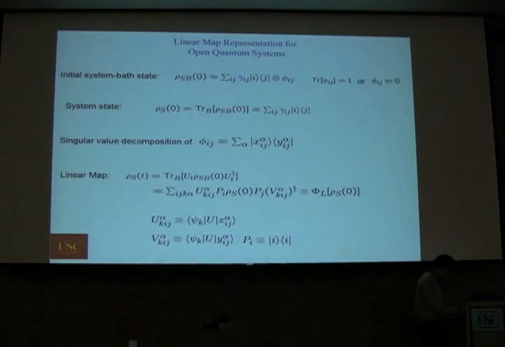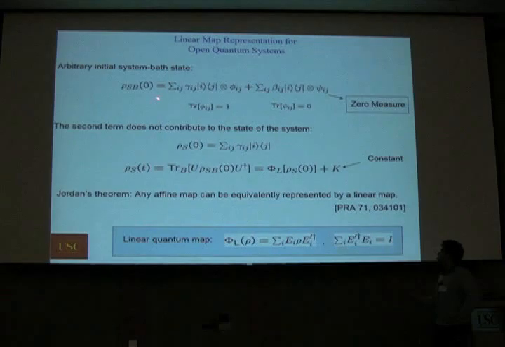So now let's look at the general situation. I can write the arbitrary initial system-bath state in this form, with two terms. The first term is what I had in the previous slide, and there is a new term. The property of the new term is that the trace of the psi_ij here is zero. Because of this zero trace, we can say that it has zero measure in the Banach space of the operators. So I can always approximate the initial state of system and bath just by the first term, and then I get a linear map. But I can still keep the second term.